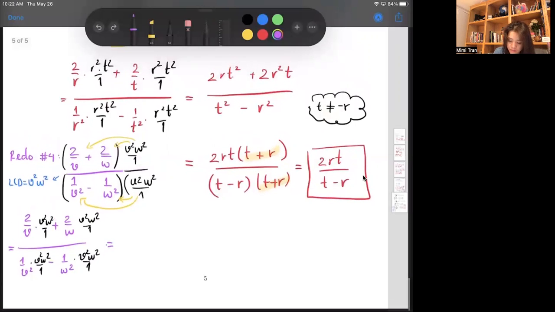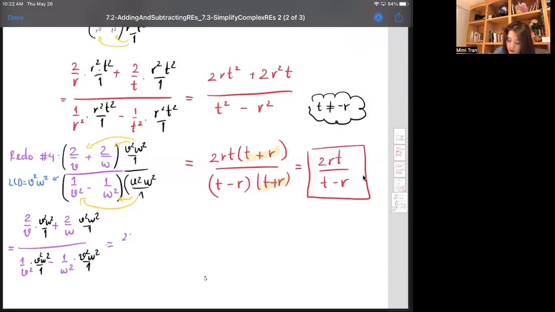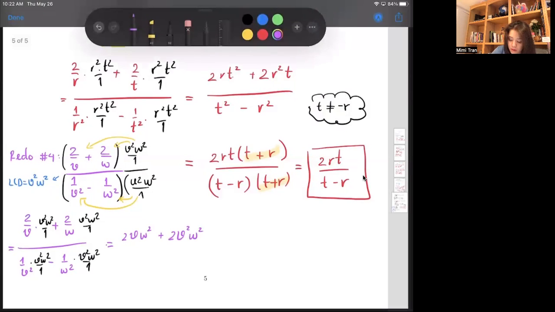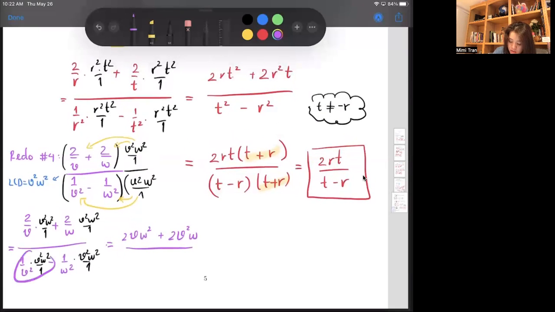For this one, 2, and then the V in the bottom is simplified with a V squared on the top. So I have 1 V left on the top, 2VW squared plus 2V squared W, oh, W, not W squared, my bad, over what? This one right here, V squared in the top, V squared in the bottom is gone. So it's just W squared minus W squared is gone. So V squared. Okay, all right, let's simplify.